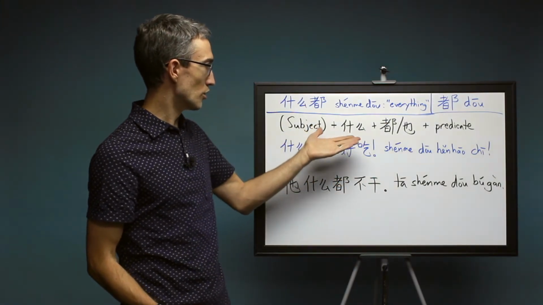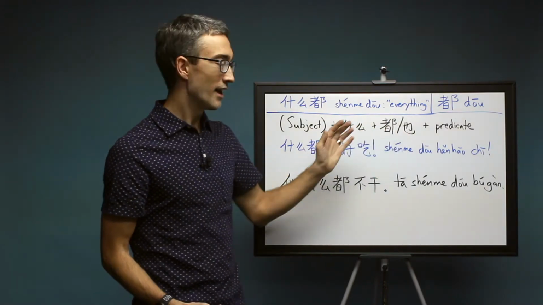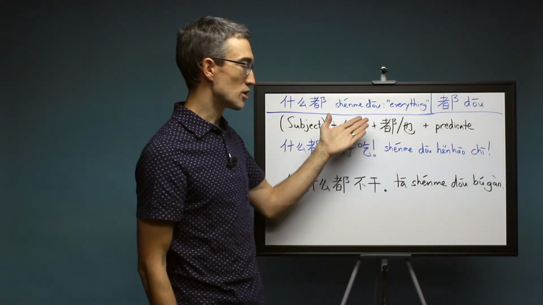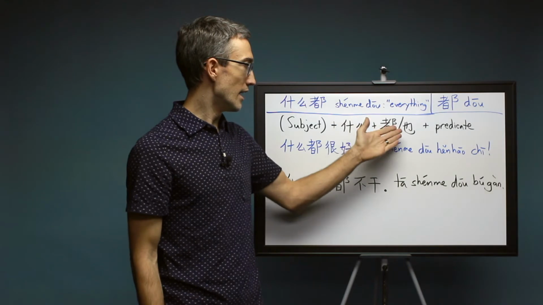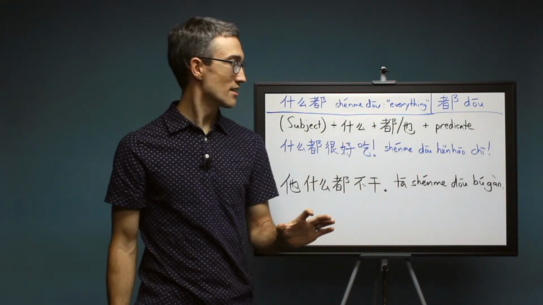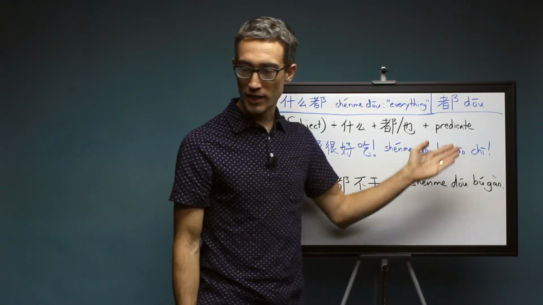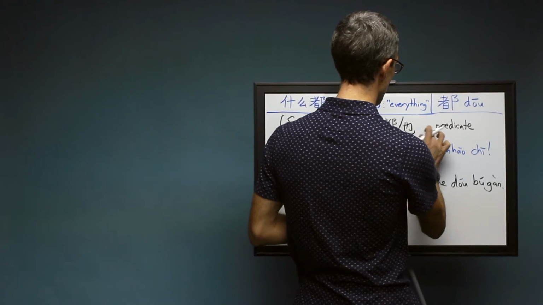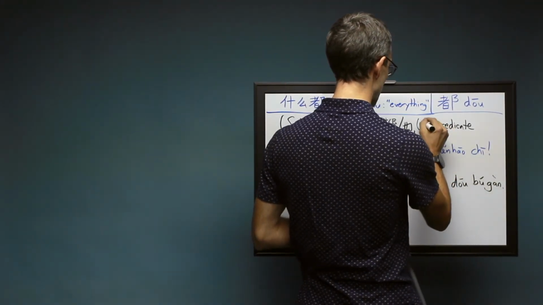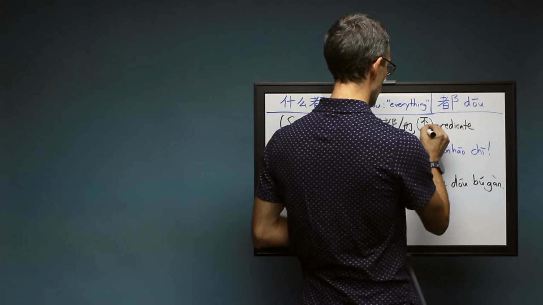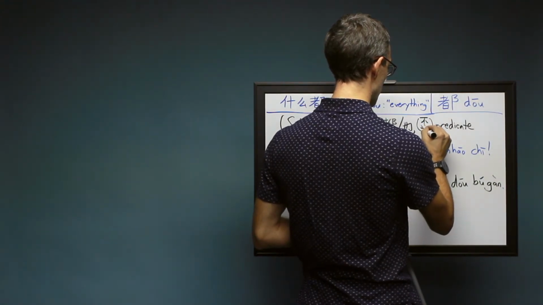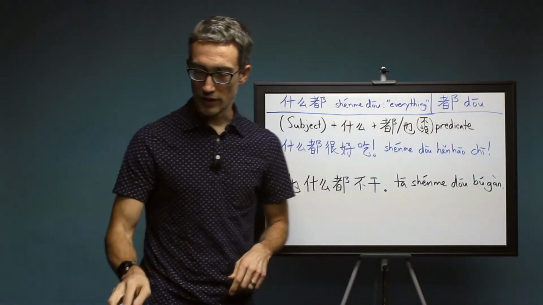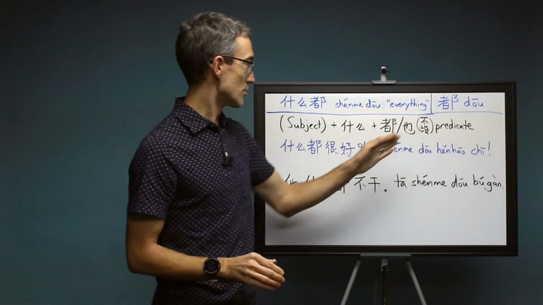什么, the question word, 都 or 也. And I'm only giving you 都 examples here because it's much more common than 也. And 也 is usually used in negative sentences. And then we have the predicate. Actually, I missed something. I should have put here, right here, it can be negated. Obviously, it's not always negated with either 不 or 没.